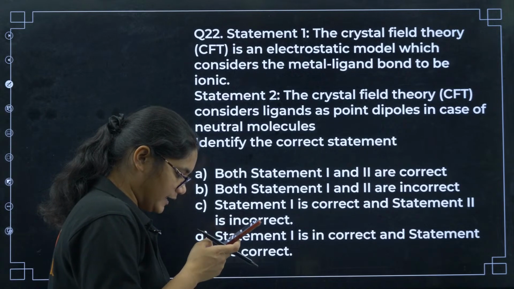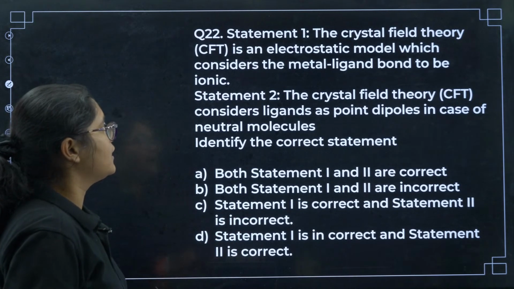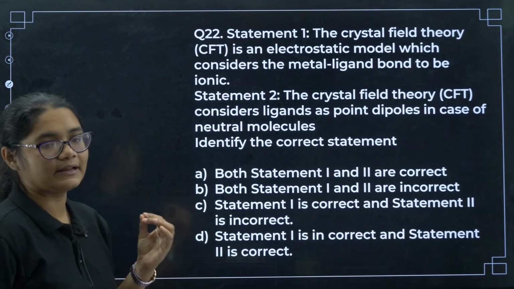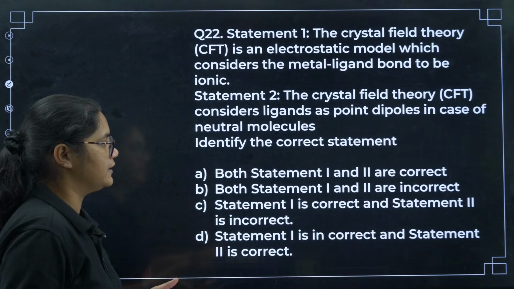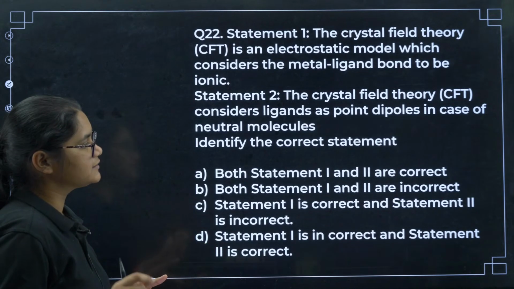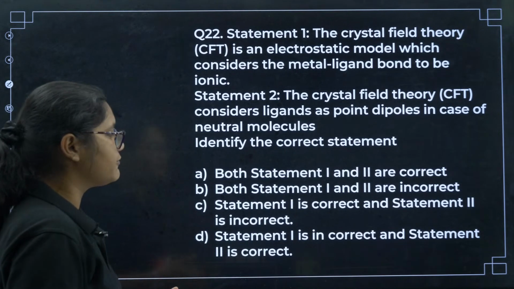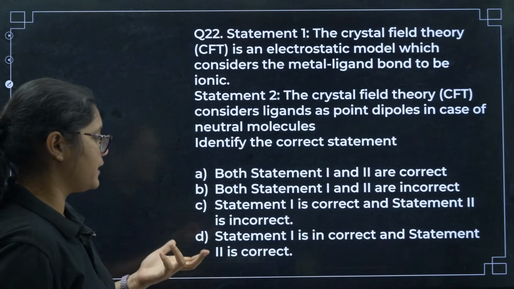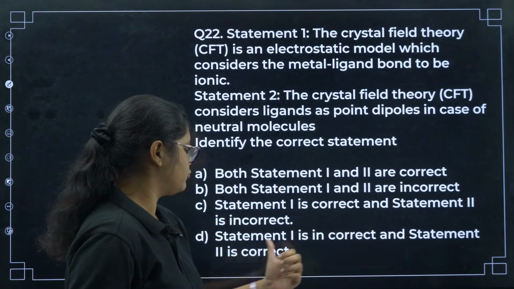Okay. Next, we'll go to question number 22. The crystal field theory is an electrostatic model which considers the metal ligand bond to be ionic. Statement 2 given is the crystal field theory considers ligand as point dipoles in case of neutral molecules. Identify the correct statement. Both 1 and 2 are correct, 1 and 2 are incorrect, 1 is correct, 2 is incorrect, 1 is incorrect and 2 is correct.